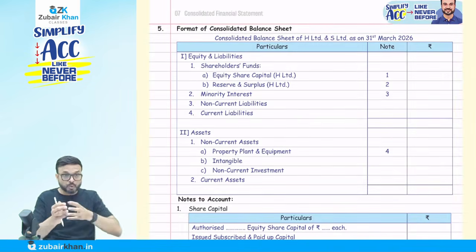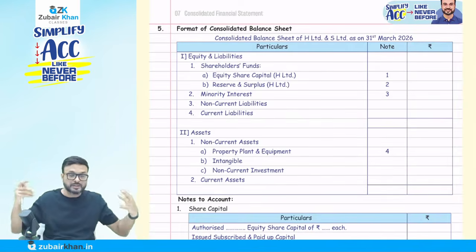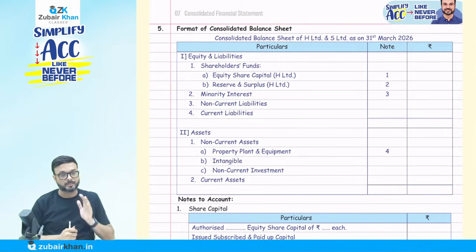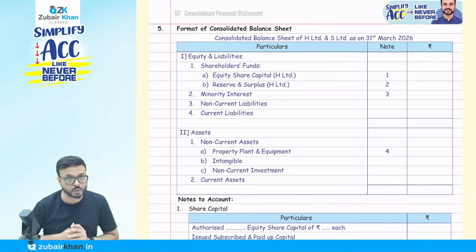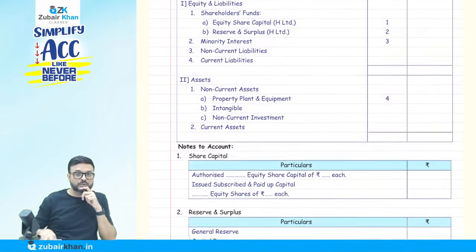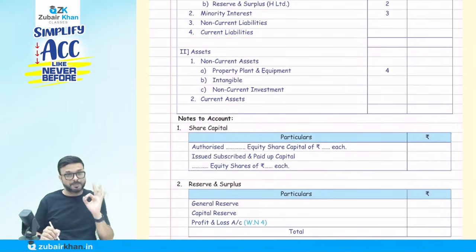Okay. I will go to the connection that they have between all these working notes and notes to account. Because there are four notes to account, you have to mandatorily prepare them in each and every question. In addition to that, if you want, you can add more notes to account. So what is the first note to account? That is share capital. Now please listen carefully.